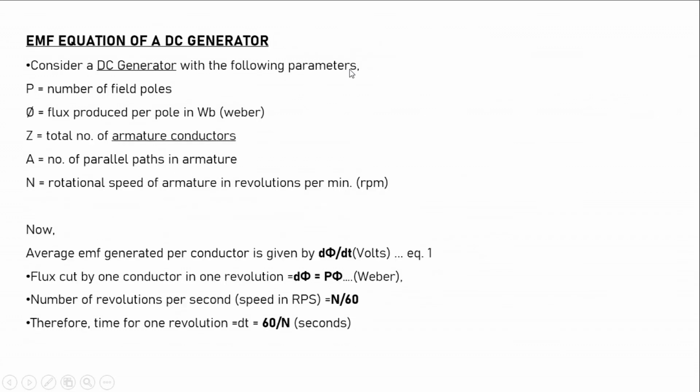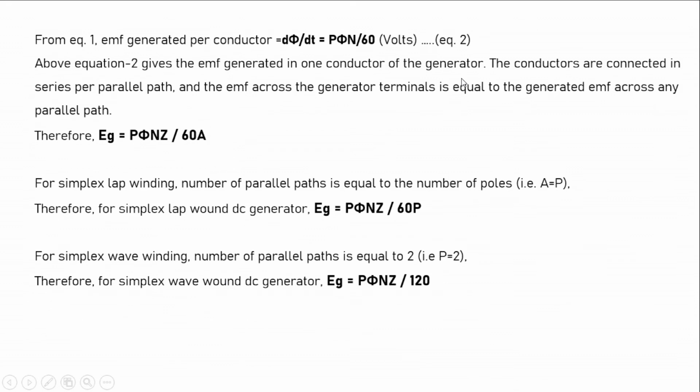Because we are considering only one conductor here, this is the EMF induced per conductor of the generator. The conductors are connected in series in each parallel path, as I told earlier. If a number of parallel paths are provided, all conductors are placed in the parallel paths, and the EMF across the generator terminals is equal to the generated EMF across any parallel path.